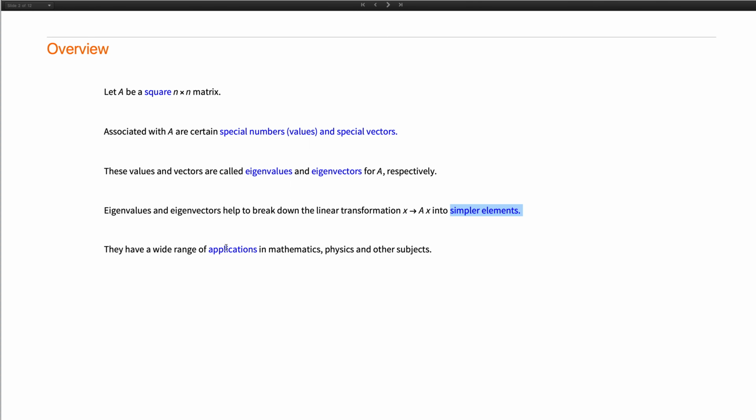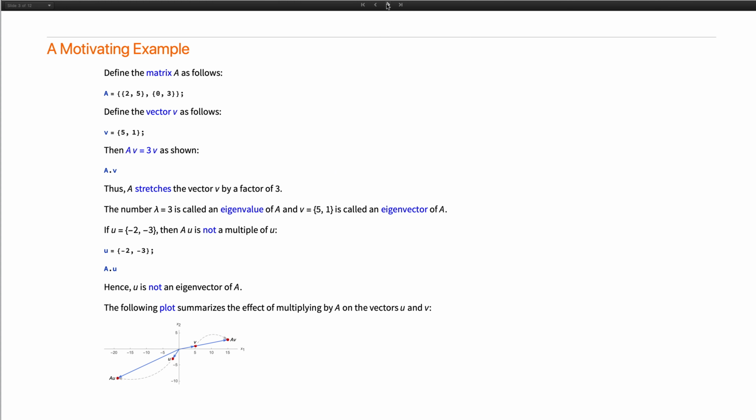And of course, if you look at various applications in the real world, you'll find that eigenvalues and eigenfunctions appear all the time. So let's begin with a motivating example. Here you have a matrix A and a vector V.